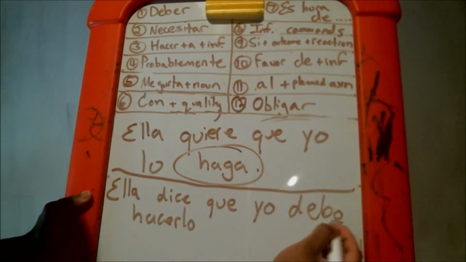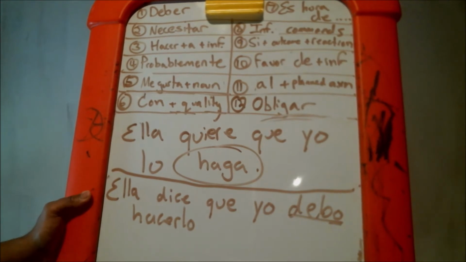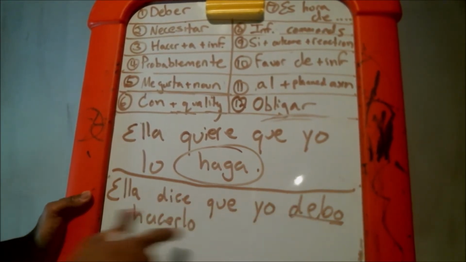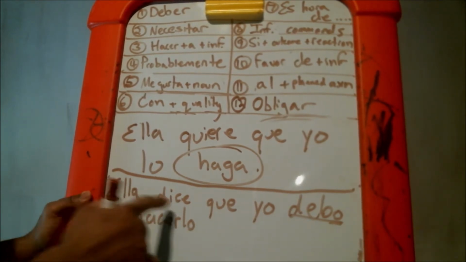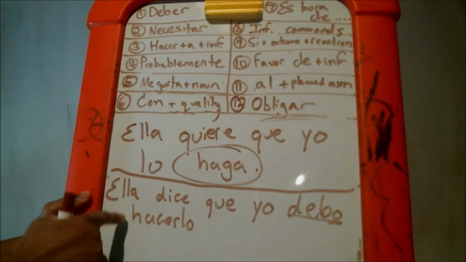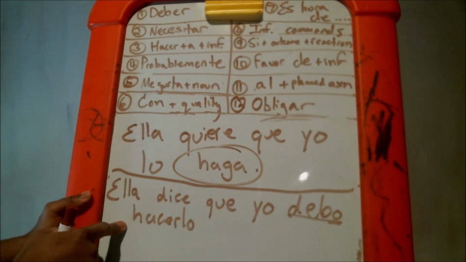It's in the yo form. Deber's in the yo form now because I'm the one who's having to do this. Ella dice que yo debo hacerlo. She says that I should do it, right? She wants me to do it, or she says that I should do it.